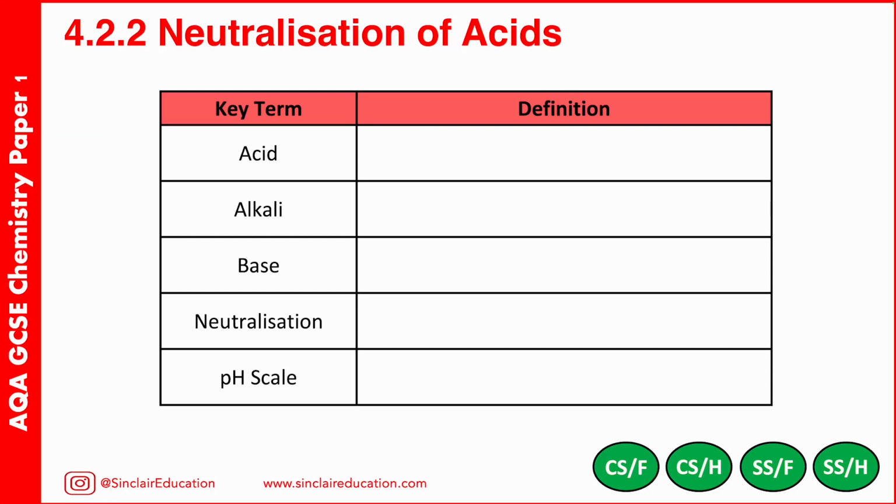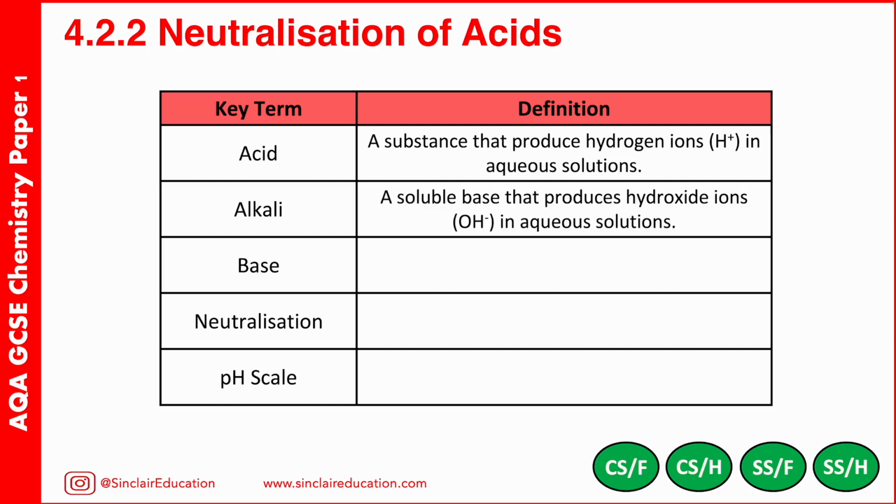As general key terms, an acid is any substance that can produce hydrogen ions when in solution, while an alkali is a substance that can produce hydroxide ions when in solution. So acids produce hydrogen ions, alkalis produce these OH- ions. A base is any substance that can react with an acid and neutralise it. So an alkali is an example of a base.